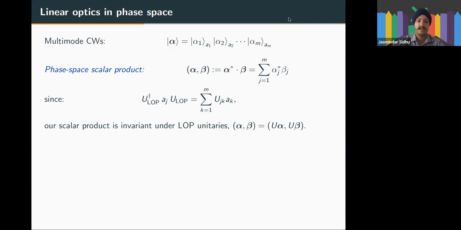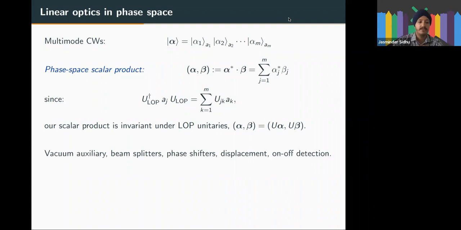Now, it's known that linear optical passive unitaries can be efficiently decomposed into a network of beam splitters and phase shifters, and so the limited pool of resources that we will refer to include vacuum auxiliary modes, beam splitters, phase shifters, displacement, and on-off detection. Note that we won't be referring to or making use of feedback mechanisms. So these won't be adaptive receivers.